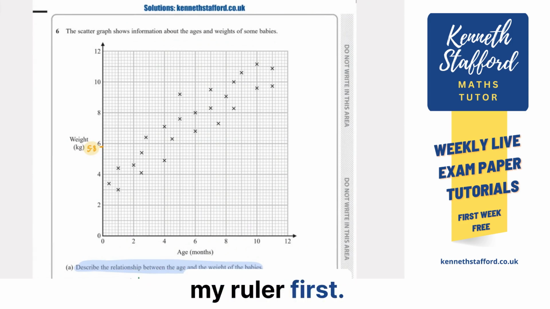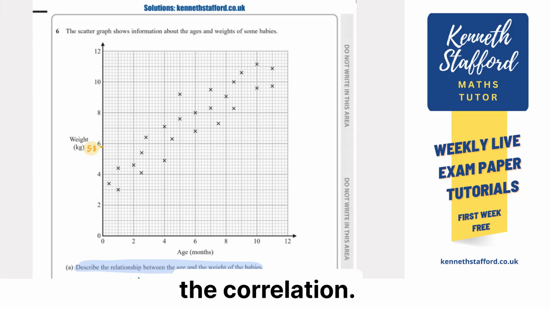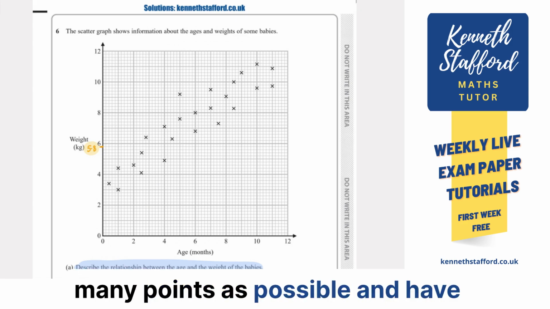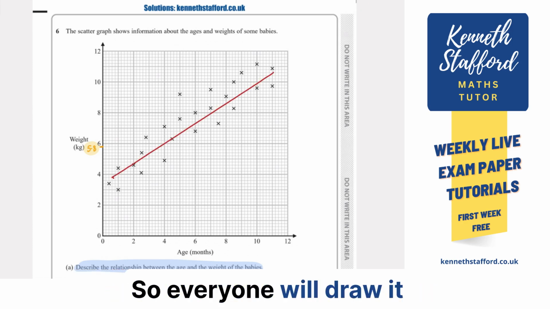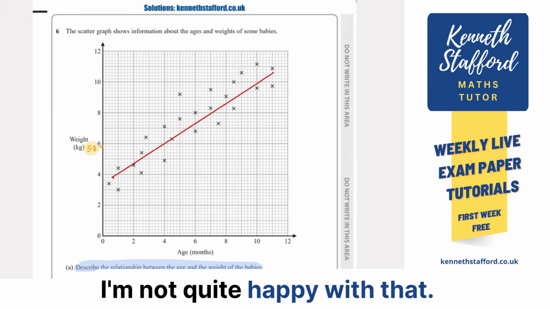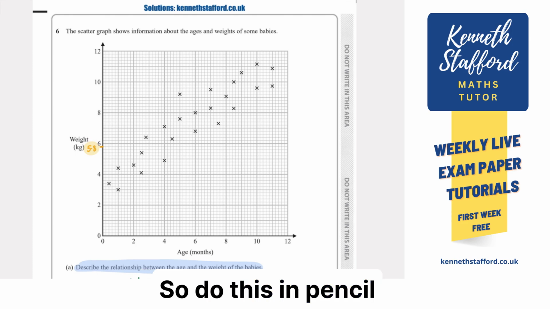I'm going to find my ruler first. So a line of best fit is a line that kind of represents the correlation. It's meant to go through as many points as possible and have an equal amount either side. So everyone will draw it slightly differently. I'm not quite happy with that. I'm going to redraw it. So do this in pencil in your exam.